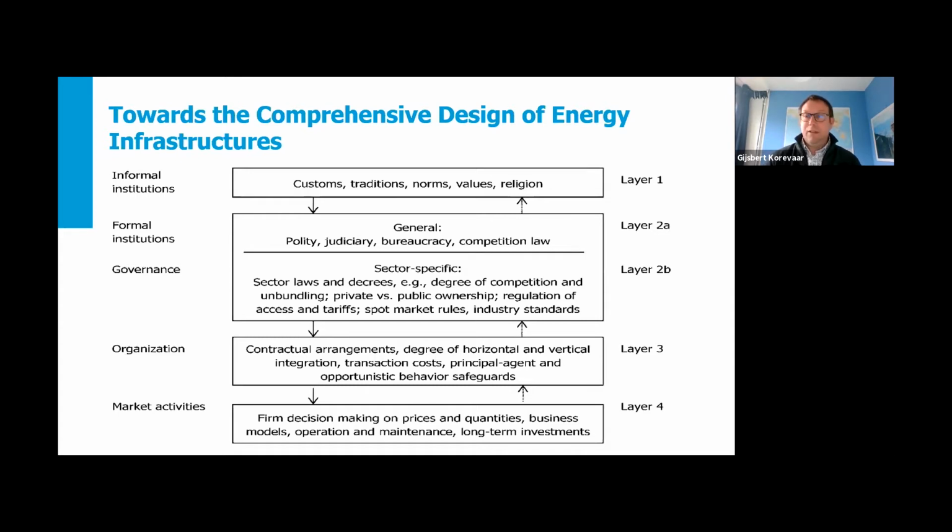You see that on level 4, the layer 4, there are market activities. So that is companies that make decisions on what they want to produce and what the prices and the quantities are. Then on top of that, there's an entire organizational layer that says, well, this is the way in which you write a contract. This is the way in which costs are developed or market arrangements are done. Then on top of that, there is a governance layer of laws and rules and industry standards. On top of that, there's all kinds of formalities.